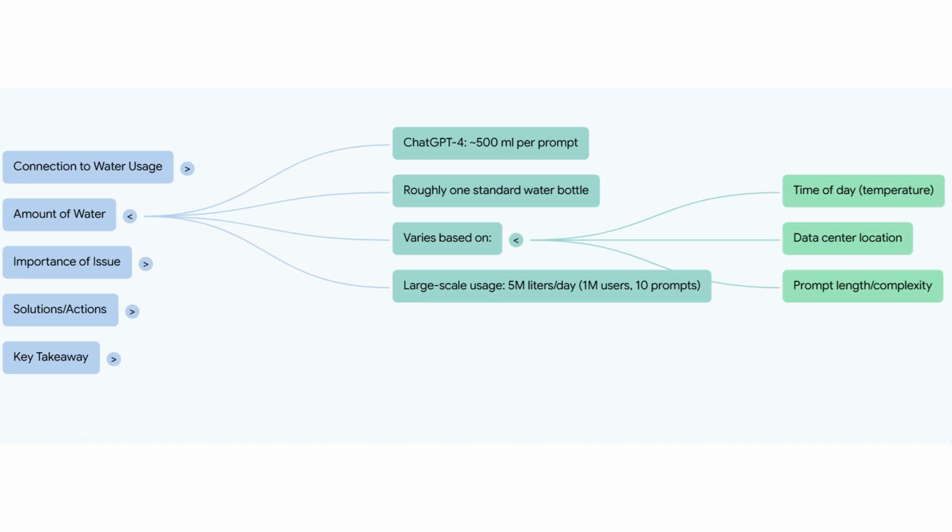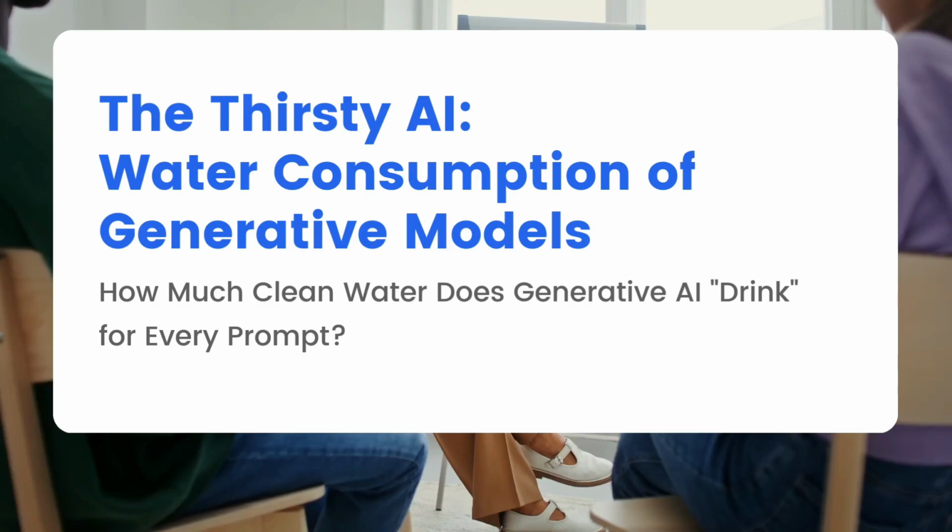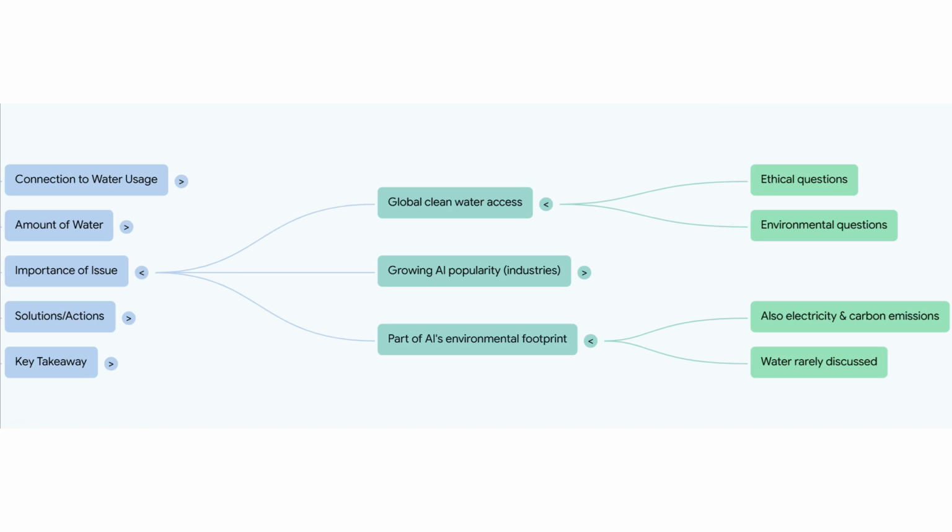Makes sense. Are companies trying different things then? Like not using fresh water? They are exploring alternatives. Things like liquid immersion cooling, where servers are submerged in a special fluid, or even using seawater for cooling in coastal locations. But those aren't the standard yet. Evaporative cooling with fresh water is still very common.